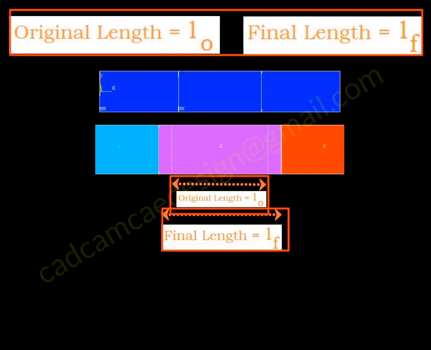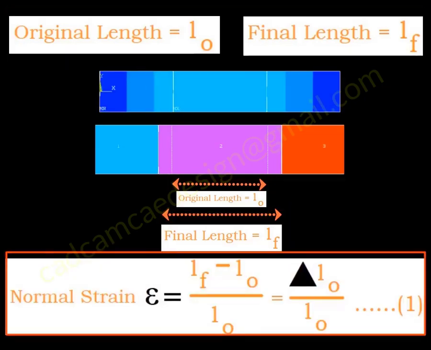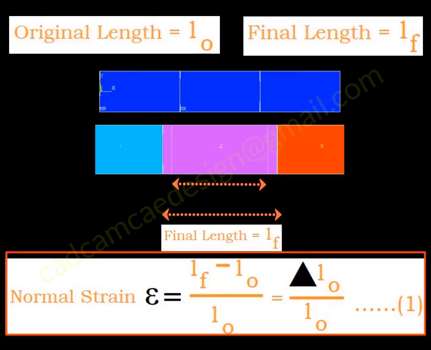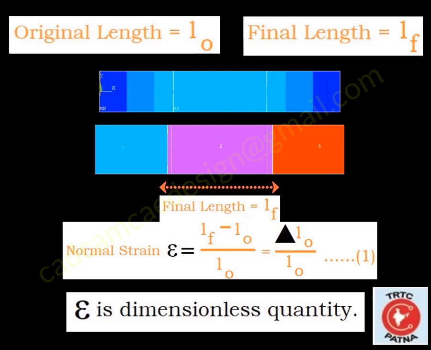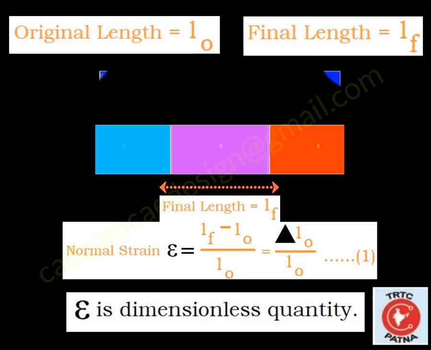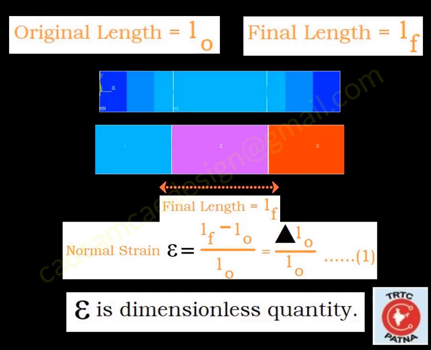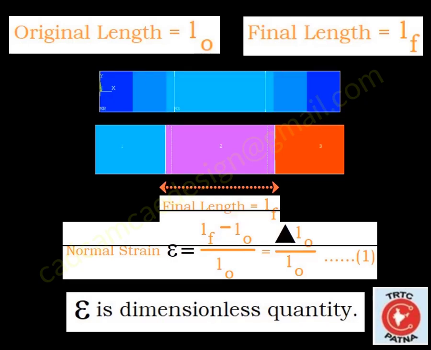Then the normal strain is given by normal strain equal to LF minus L0 divided by L0, which is equal to delta L by L0, where delta L is the change in length. Obviously, strain is a dimensionless quantity. It is positive if there is an extension of the line segment and negative if there is contraction. So equation 1 gives an average value of normal strain for a finite length of the line segment.